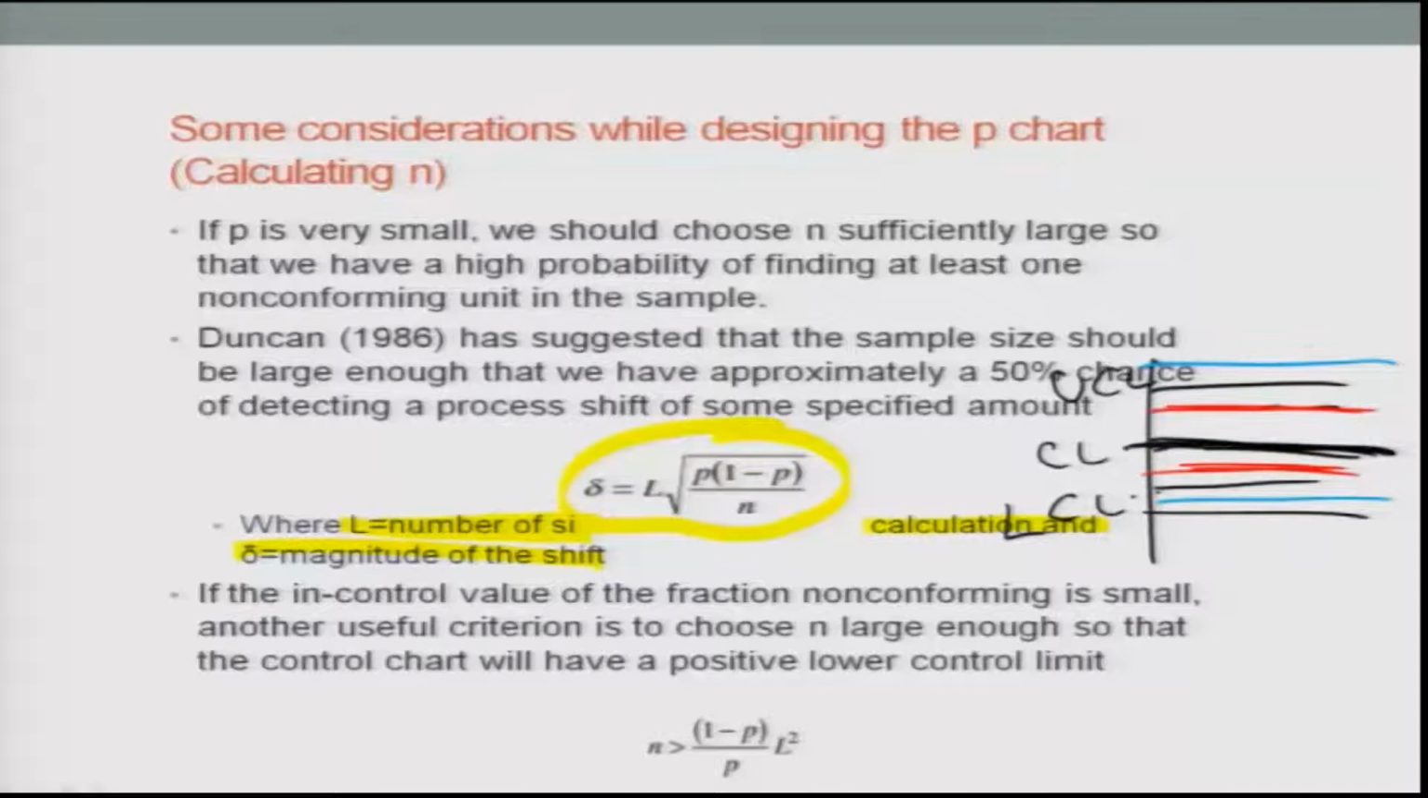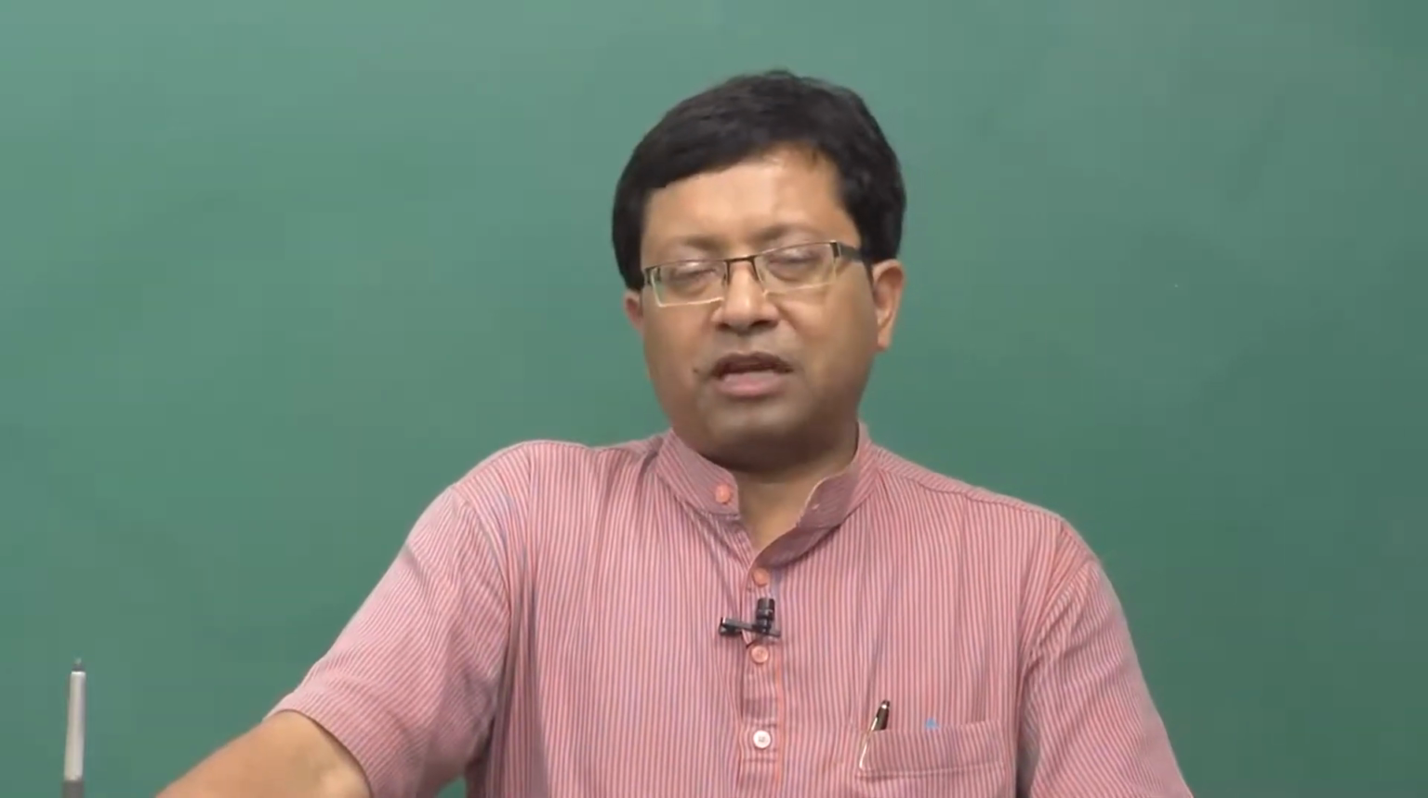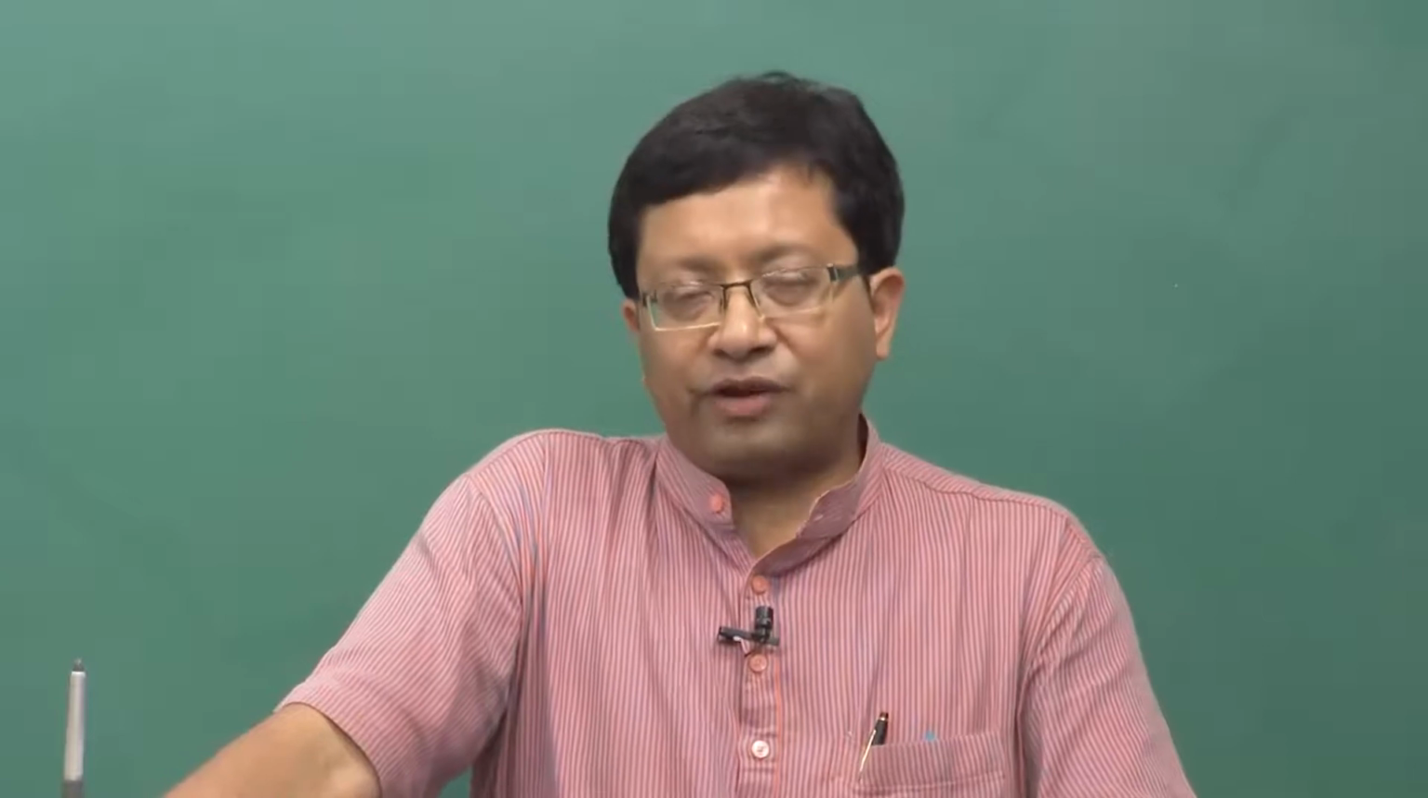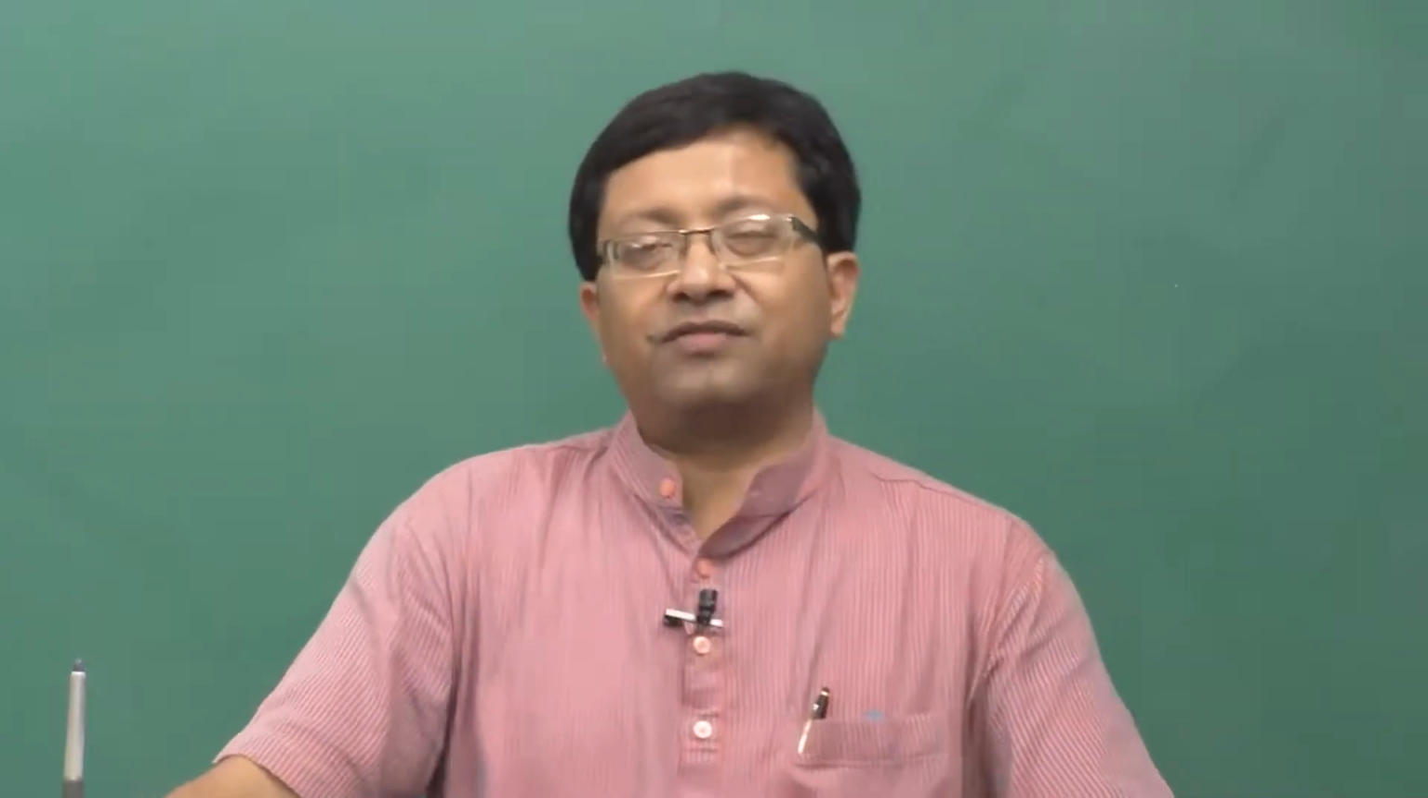So, if the in control value of the fraction non-conforming is small, another useful criterion which is used is to choose n large enough so that the control chart will have a positive lower limit. Because a lower limit of 0 basically means that it can be negative, and obviously the difference of the ranges we are trying to find out would not be applicable here. What we are trying to find is proportions, the probability, the chance, the relative frequency. Now, relative frequency, chance, proportions, probability would never be less than 0. So, obviously if they are 0 or a little bit positive, then it gives us a much better feel of why we are using the charts, and we can understand through the readings how these values could be utilized.